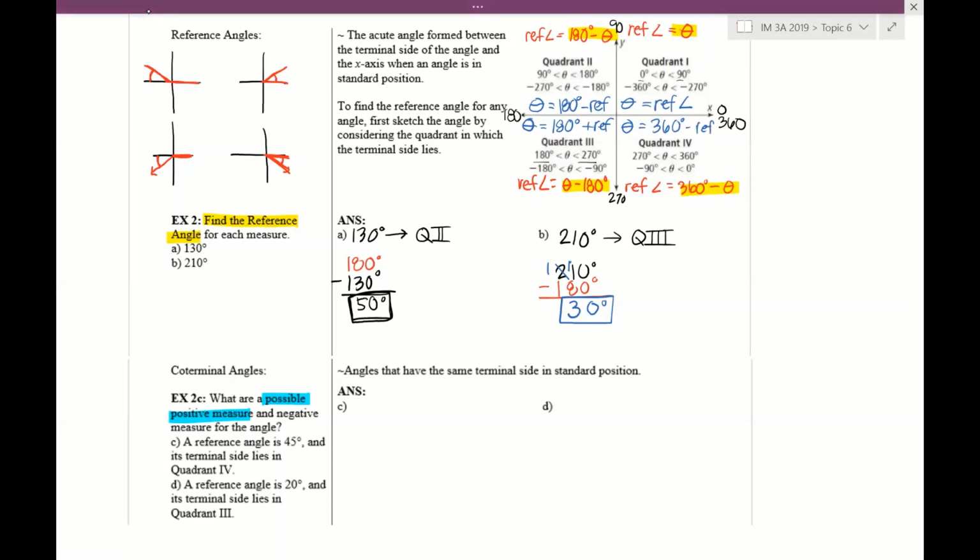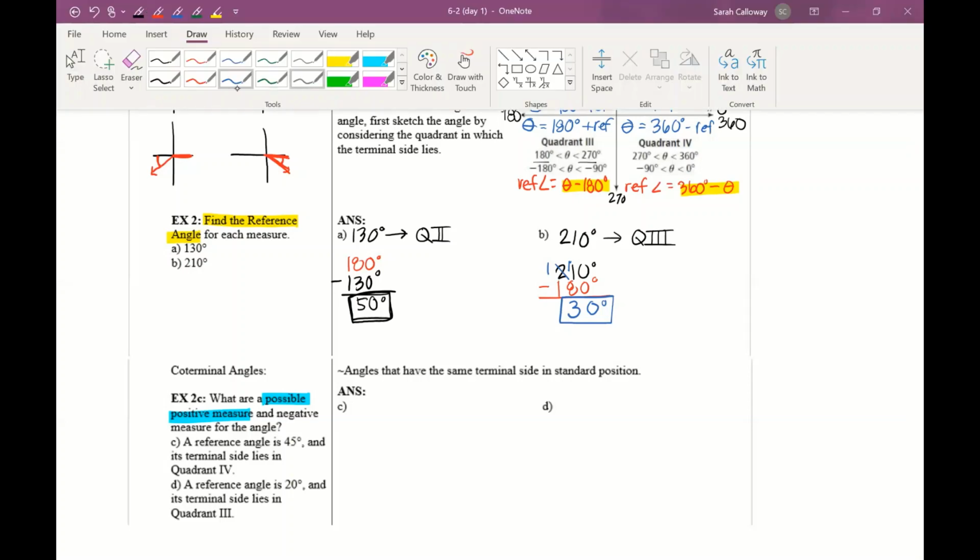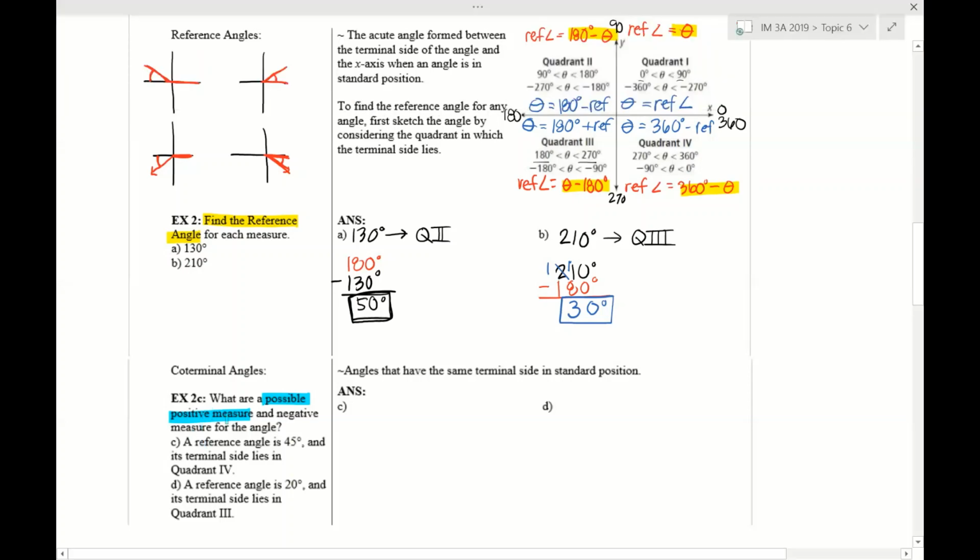Okay. So when I am asked to find the possible positive angle measures, those are the values that I'm looking for. If I'm in quadrant 1, nothing changes, it's that value. If I'm in quadrant 2, I'm going to subtract the reference angle from 180. If I'm in quadrant 3, I'm going to add the reference angle plus 180. And if I'm in quadrant 4, I'm going to do 360 minus the reference angle.